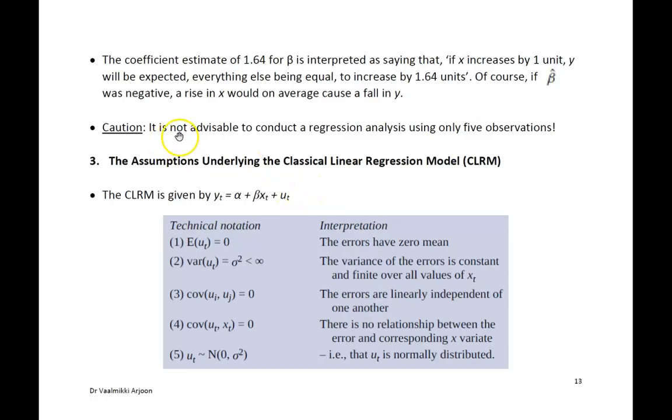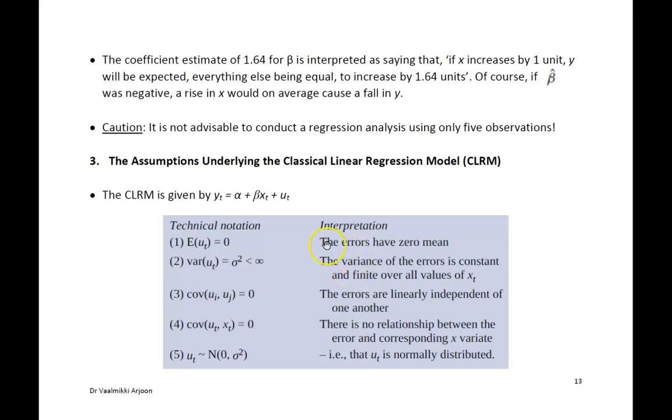Of course, in reality, you don't conduct a regression analysis using only 5 observations, right? So what are the assumptions underlying the classical linear regression model? Remember, the regression model is given by yt is equal to alpha plus beta xt plus ut.